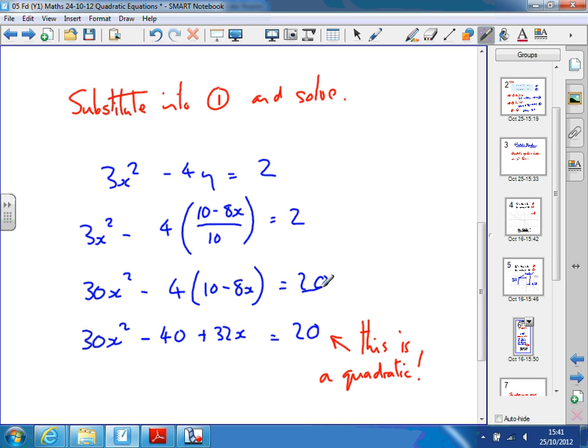So multiply through by 10 to get rid of the 10 underneath. Then expand out the bracket, so I get 30x squared minus 40, 4 tens are 40. Note, minus 4 times minus 8x gives plus 32x equals 20. So that's what I end up with. And I'll just pause while you get that far.